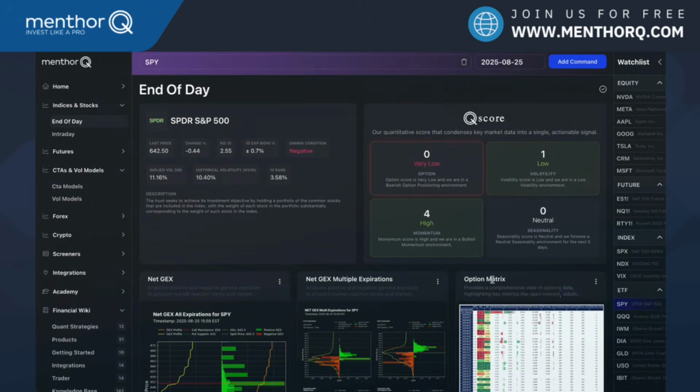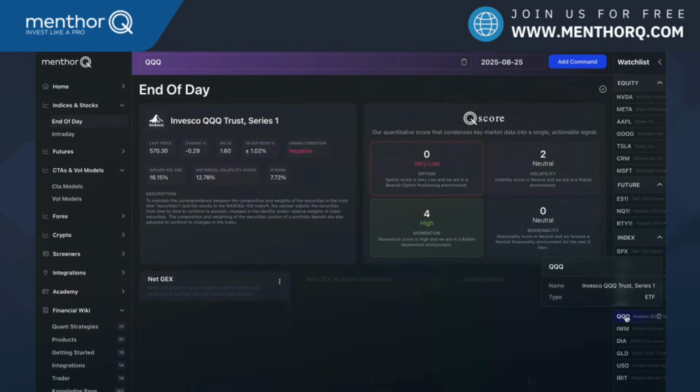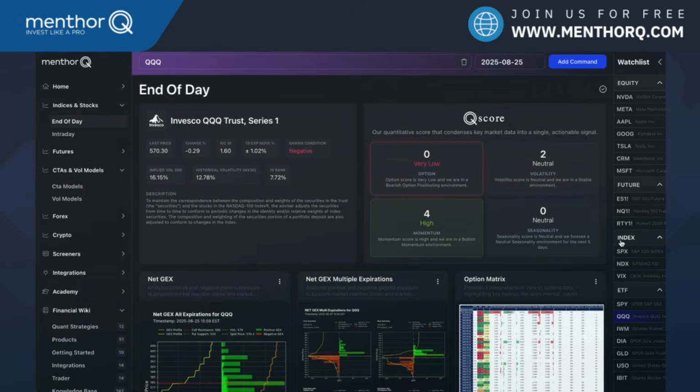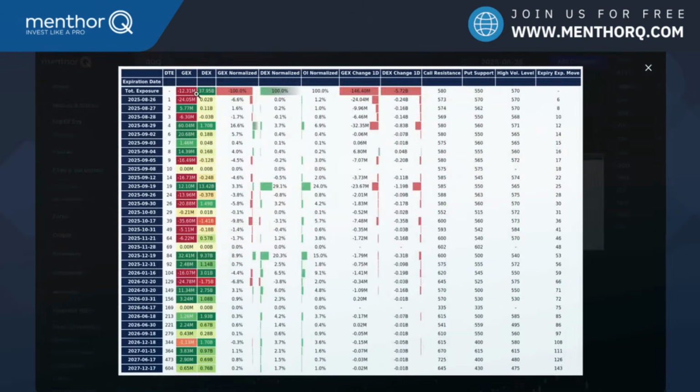Interesting. And I can do the same. So if you trade NQ, you also want to do the same for QQQ. If you look at NQ, we are probably in a positive gamma environment. When we look at QQQ, we are in a negative gamma environment. We have a very bearish option score right here. And as you can see also from the matrix, if you look at the positioning across the full option chain, we are starting to see a lot of negative positioning piling up here.